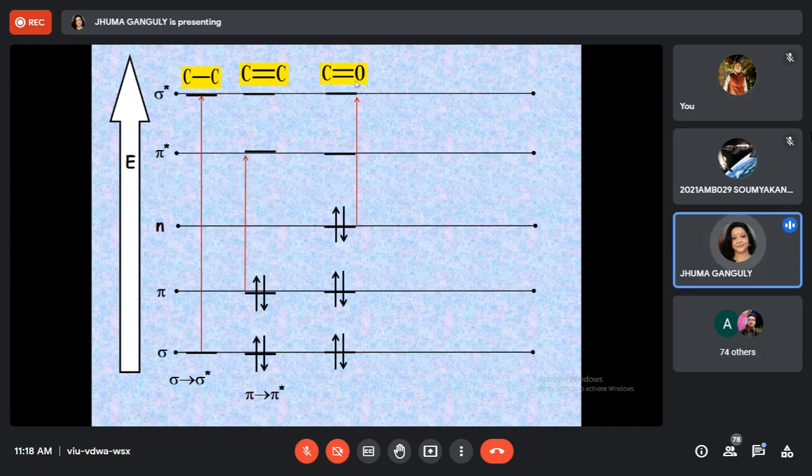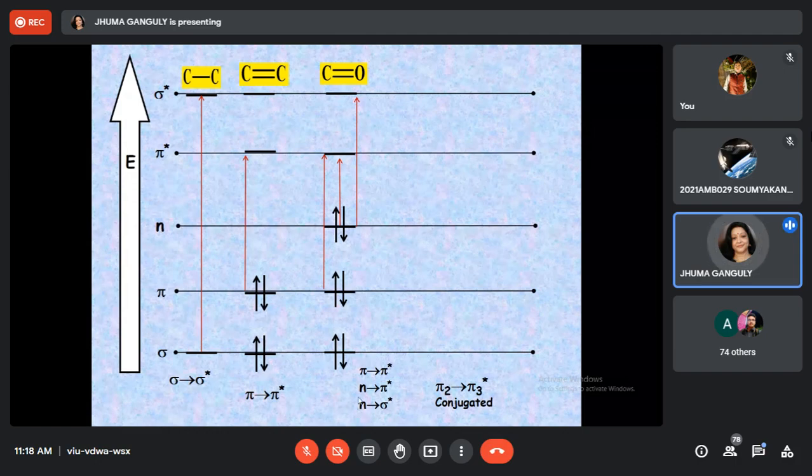And then C double bond O. There is also another electron involved, that is non-bonding. Now what happens? We can see the transitions: n to sigma star, n to pi star, and pi to pi star. You cannot say pi to n, because n is filled up. So that is not possible, and also the minimum energy it goes up to the room temperature level. That's why n to sigma star, n to pi star, and pi to pi star are the possible transitions for this C double bond O, that is a keto type of compound.